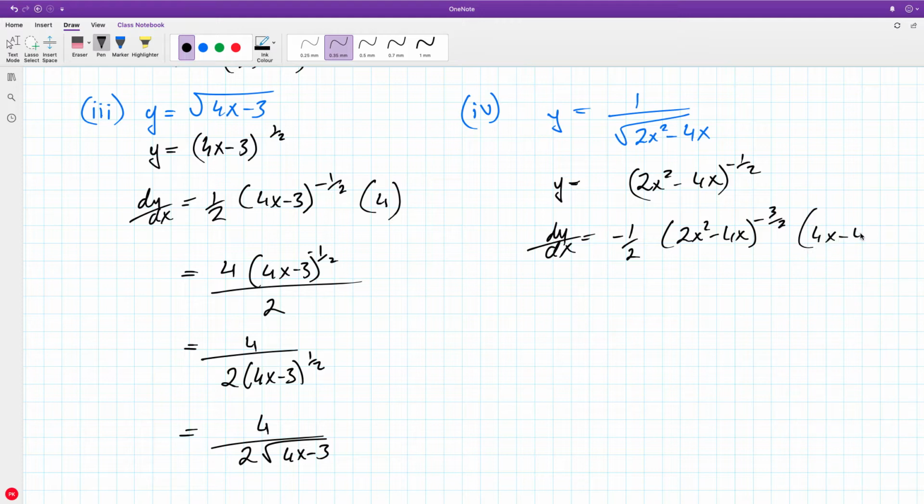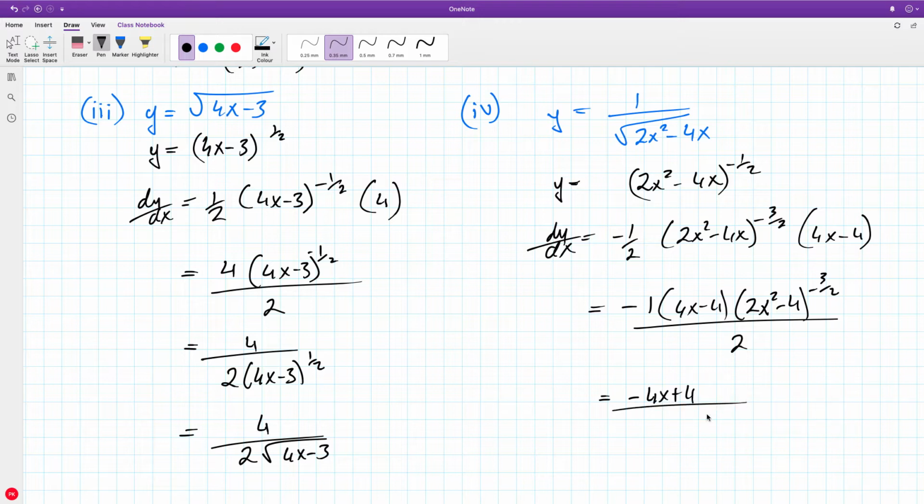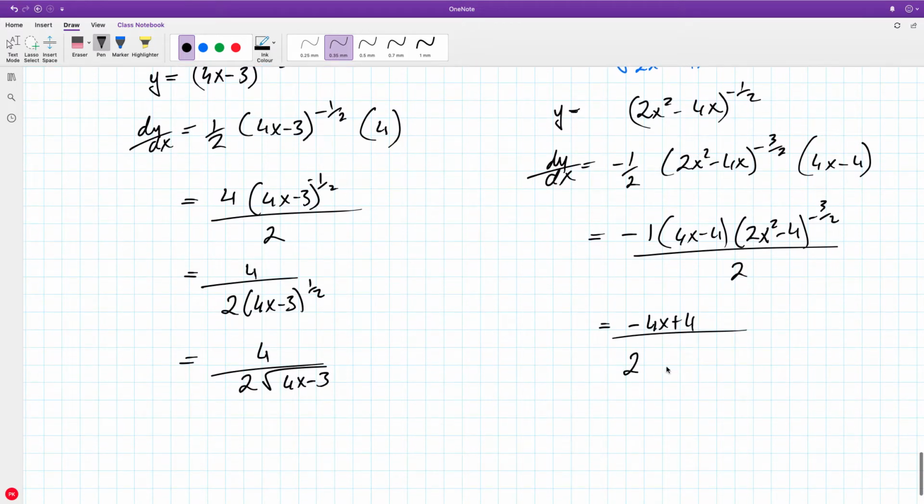So that is equal to minus 1 times 4x minus 4 by 2x squared minus 4x to the power minus 3 over 2, all over 2. That is equal to minus 4x plus 4 over 2 times 2x squared minus 4x to the power of 3 over 2. That okay, guys?